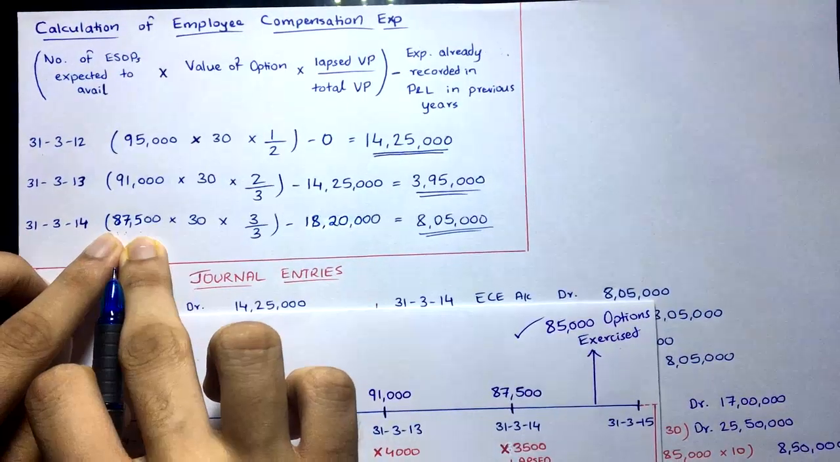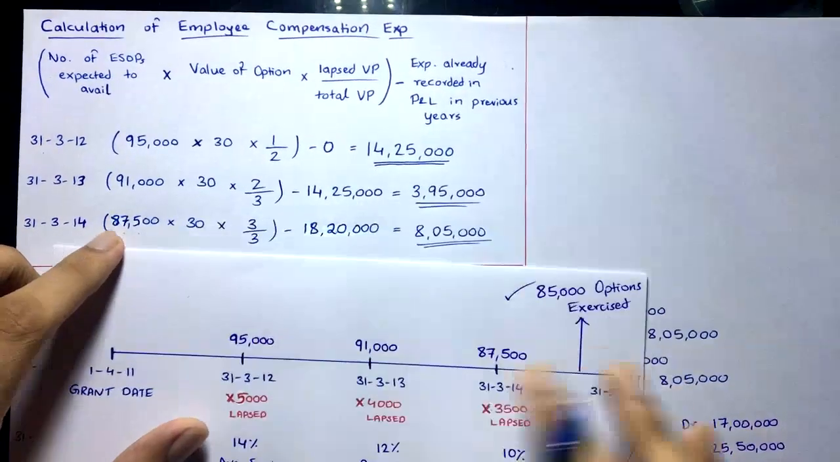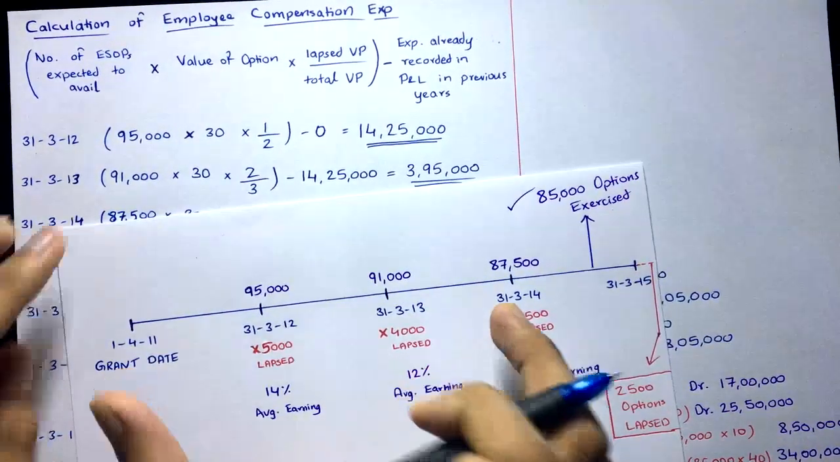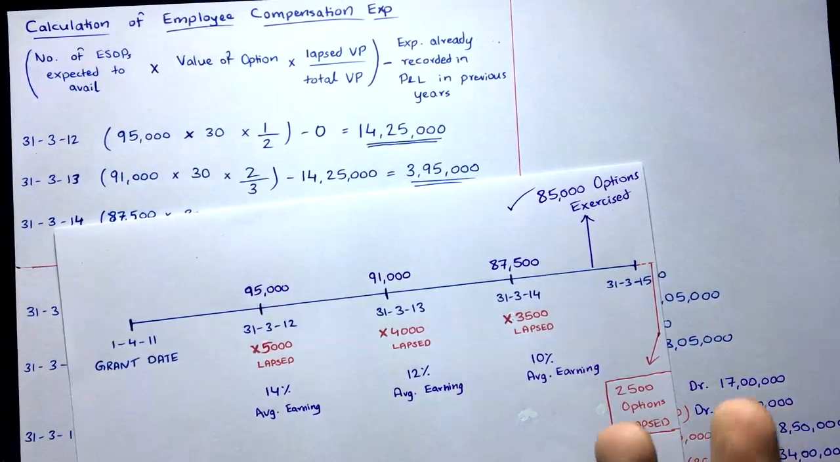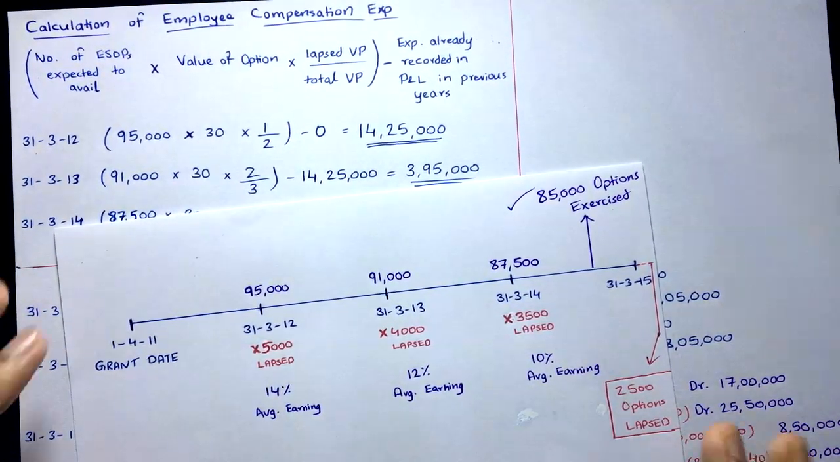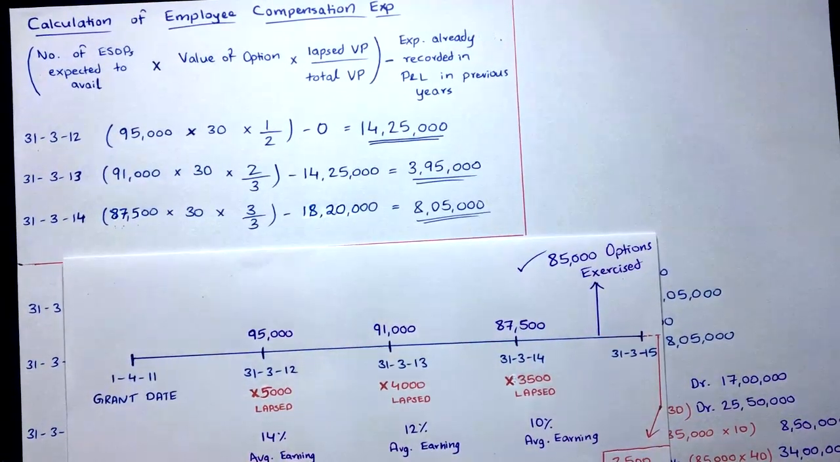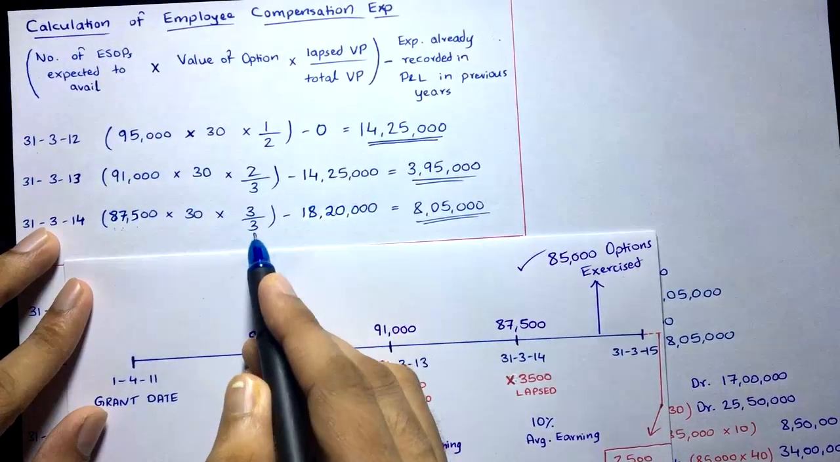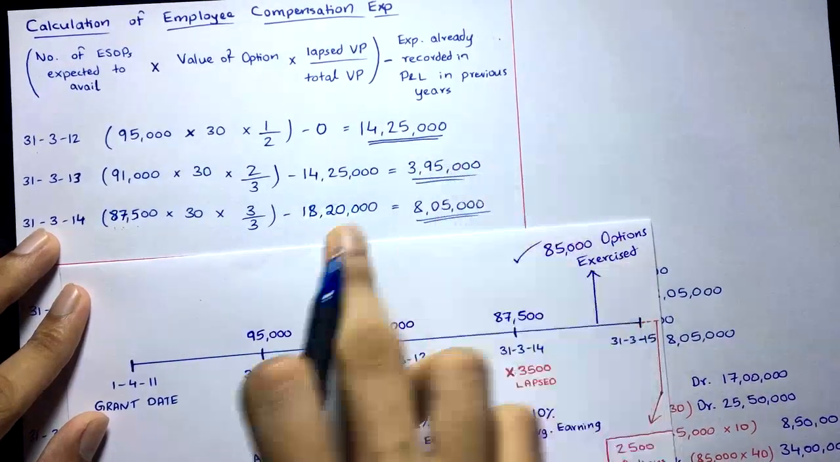The options that are to be exercised in future, the total remaining options, 87,500 into value of option into the 3 years that have passed. And the total vesting period is satisfied, so the total vesting period is 3 years only. Yeah, it cannot be extended any more. Why? Because the target has been achieved, that's the vesting period. So 3 by 3. Understood? And then whatever you have recognized in the previous years, you have to subtract that.